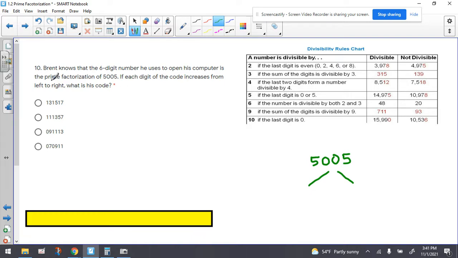So if we have to find the prime factorization of 5005 to get started on this, I think that's our first strategy. Now, we know using our divisibility rules, we have to think about what might go into this. And we know that 5 would go into it because the last digit ends in a 0 or 5. But you probably don't know what the other number is, right? It's not mental math. How do we find it? We have to divide 5 into 5005 to get that number.